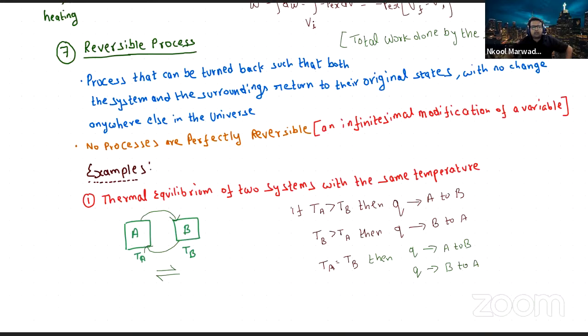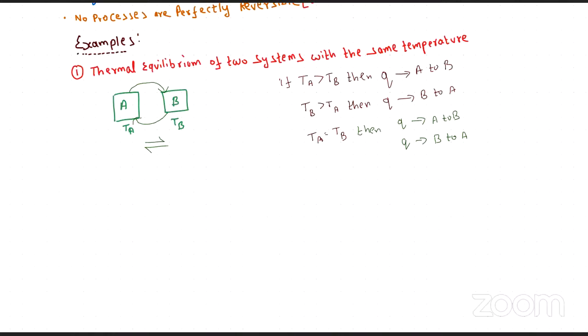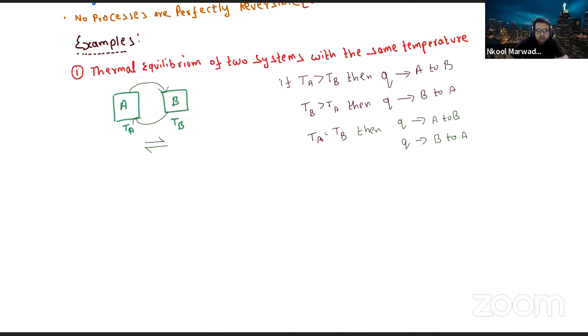Now, the next example we can discuss for a reversible process is the reversible expansion. So this is the same diagram. I can copy it.